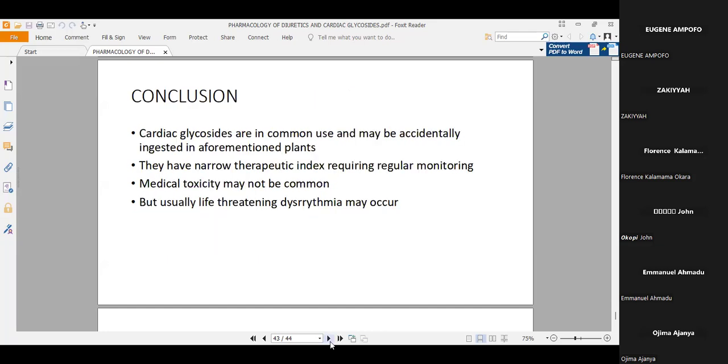In conclusion, cardiac glycosides are in common use and may be accidentally ingested. They have a narrow therapeutic index, and therefore close monitoring is important. They can cause life-threatening arrhythmia if toxicity occurs.